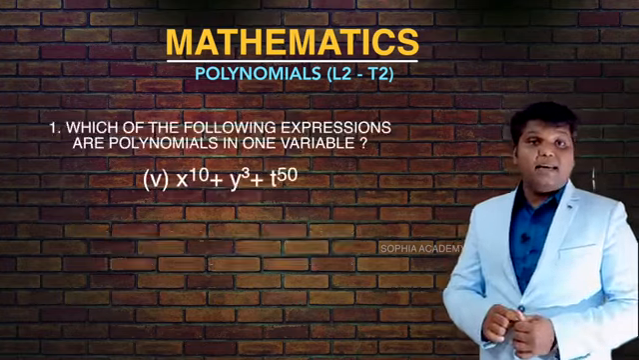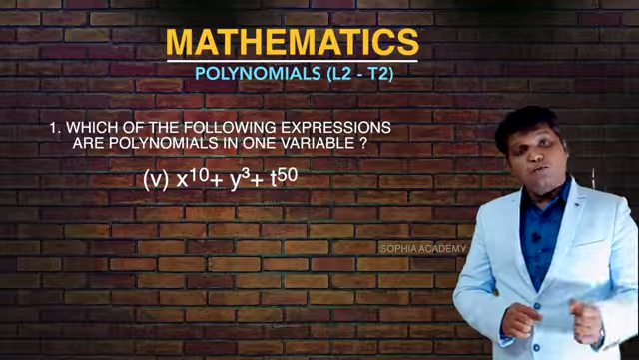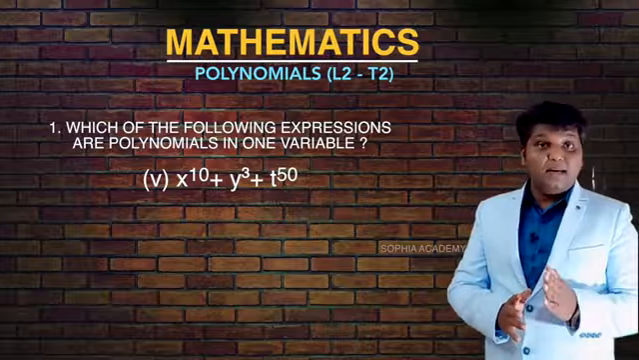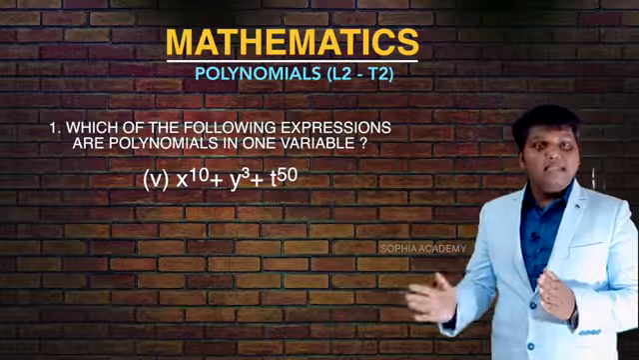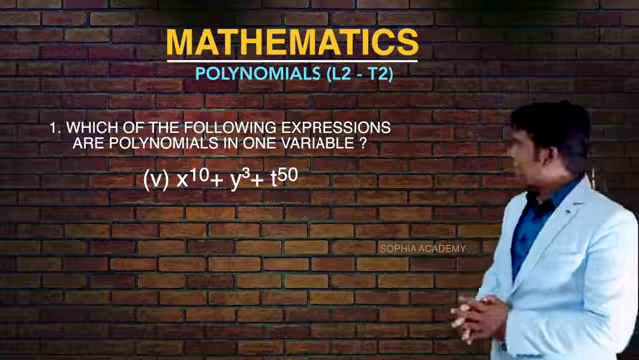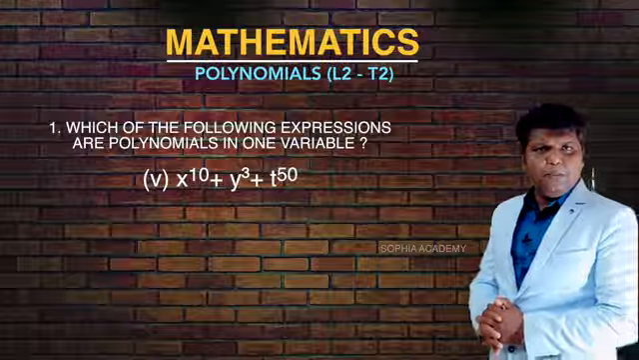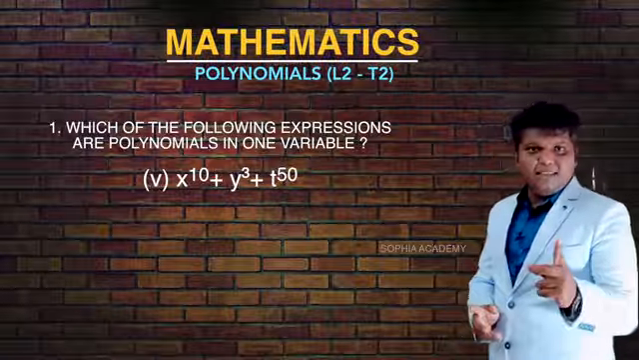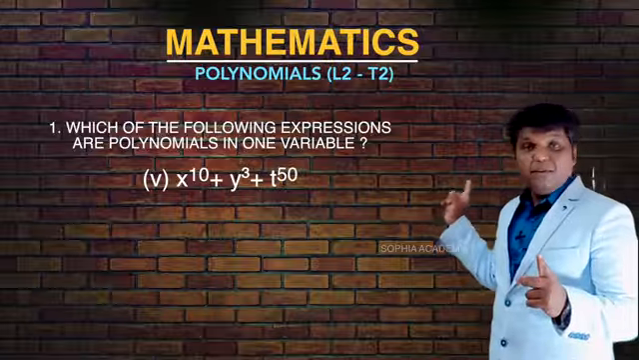Last question: x raised to 10 plus y raised to 3 plus t raised to 50. X raised to 10 plus y cube plus t raised to the power 50. Let us check whether this is a polynomial. Yes, it is, because how do we check a polynomial? Right now we discussed it. How was it? Check out the powers of each term.